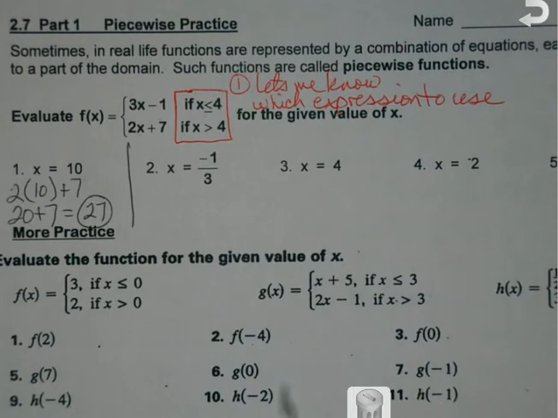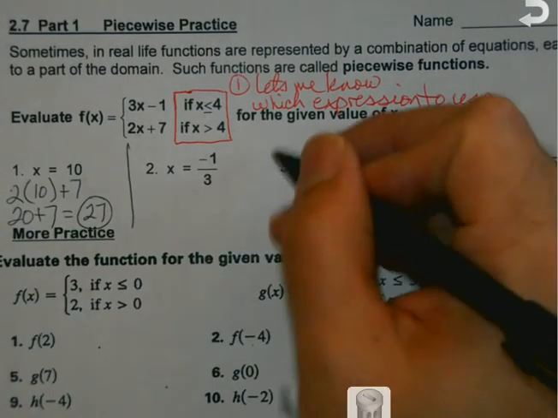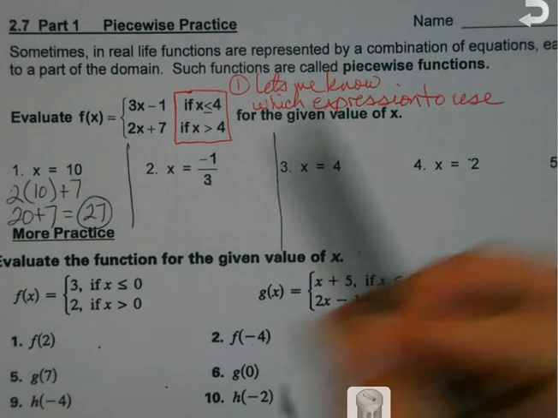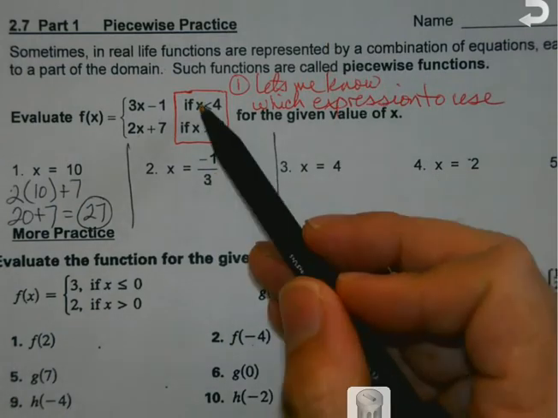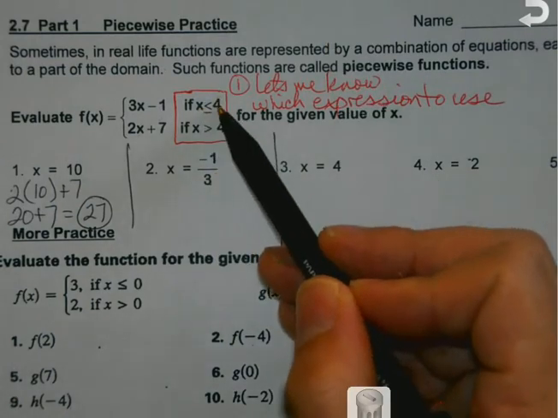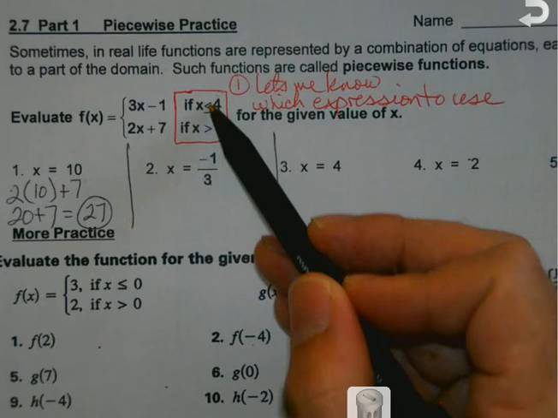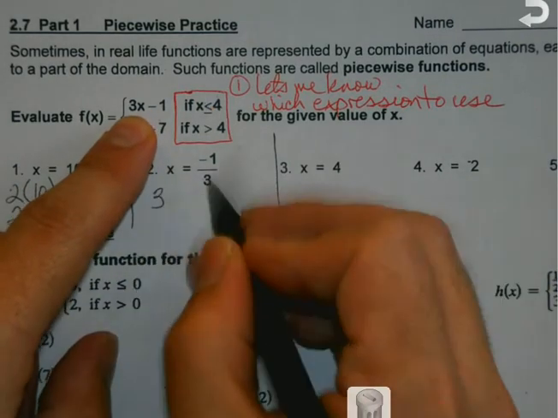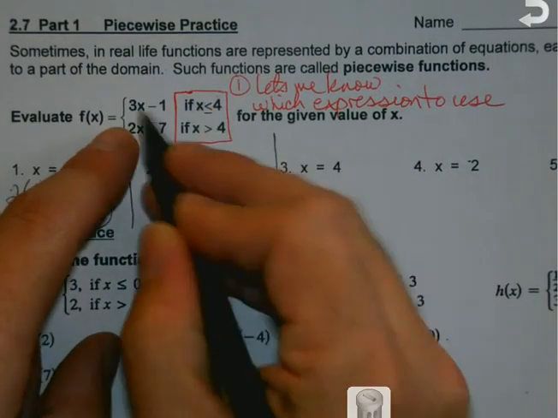So that's what I'm going to be doing for all of these. I'm always going to take the x value they give me. So let's see here. Is negative 1/3 less than or equal to 4? Yeah, negative 1/3 is less than 4. So I'm going to be plugging into this top one this time. And again, it's just the x value that I'm plugging in.